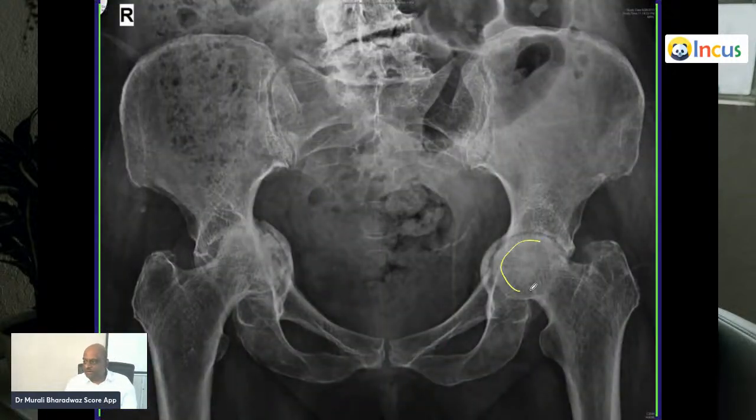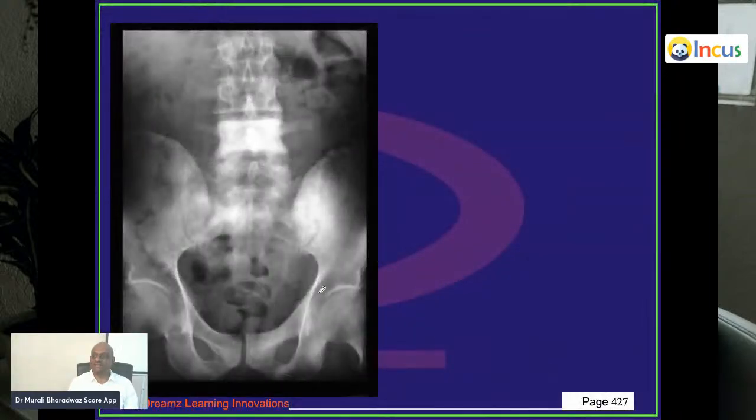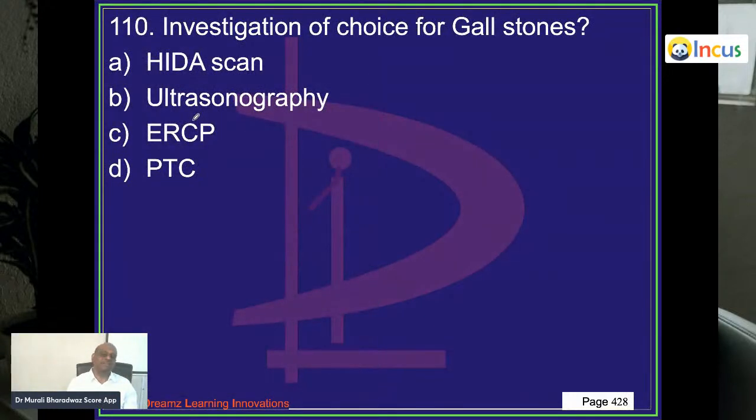And what is this? This is a normal femoral head with a good acetabular space. Here, there is a dissolution and it is protruding in. Protrusio acetabuli is a feature of Paget's disease. And what is this? This looks like an ivory object. Ivory vertebra is a feature of Paget's disease.